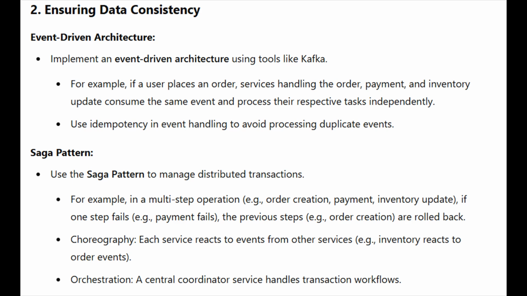2. Ensuring data consistency. Event-driven architecture. Implement an event-driven architecture using tools like Kafka. For example, if a user places an order, services handling the order, payment, and inventory update consume the same event and process their respective tasks independently. Use idempotency in event handling to avoid processing duplicate events.